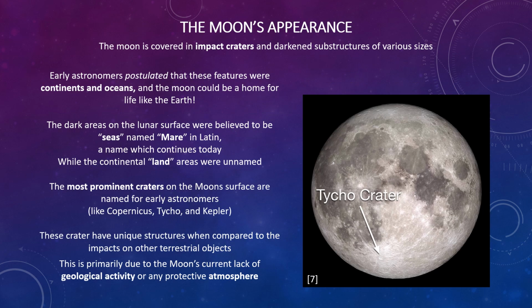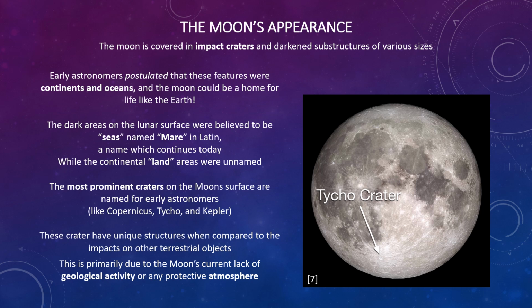We're all familiar with the moon. We've all seen it in various phases during the night, but we may not have known what exactly we're looking at and had the right language to describe it. So the moon is covered in impact craters and darkened areas of different sizes. Early astronomers, and when I say early, I mean very early, postulated that these features were continents and oceans and that the moon could be home for life just like Earth.